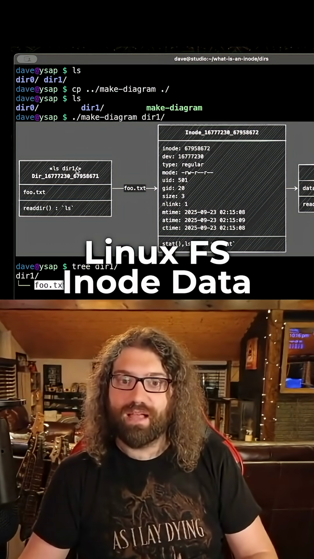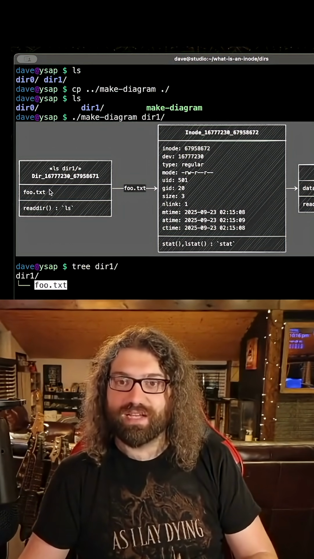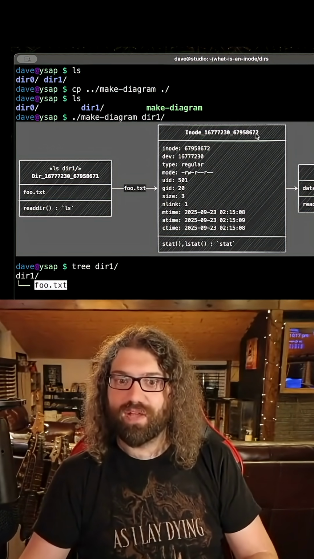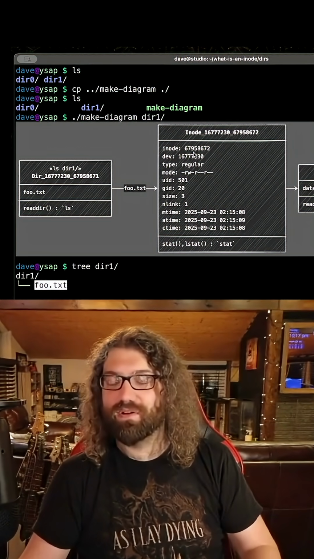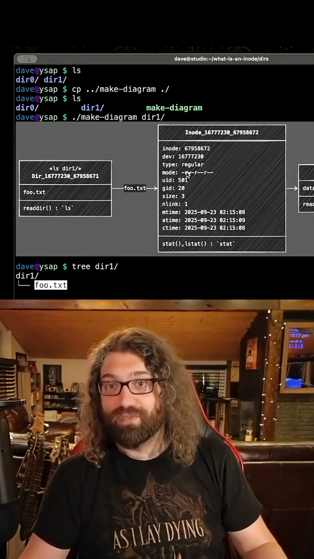So if we look here, we ls dir1 on the left here, and there is one file in it, foo.txt. Foo.txt, if you follow it, you can see that its inode data is here. So we have an inode with a device number and an inode number. So again, these two things together give it a unique identifier. And here's all the information about this file specifically.